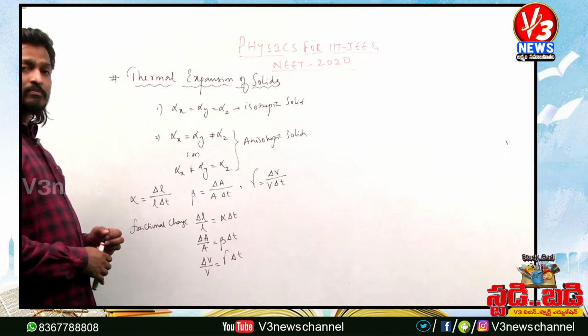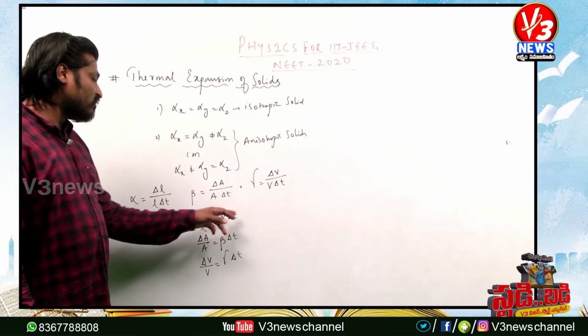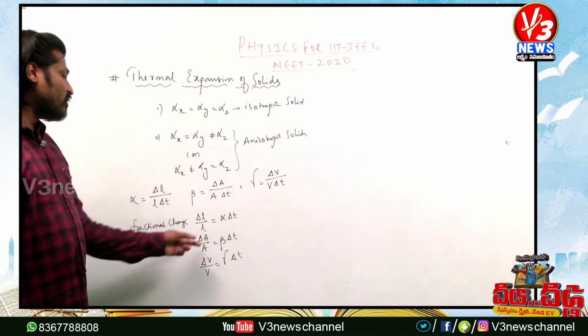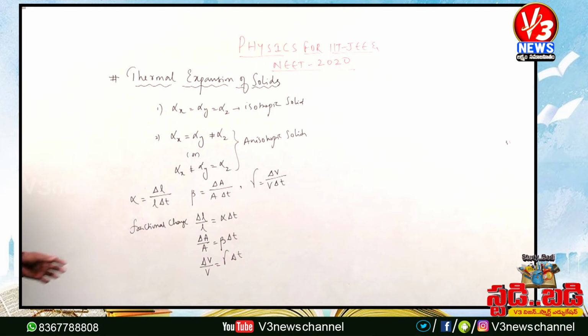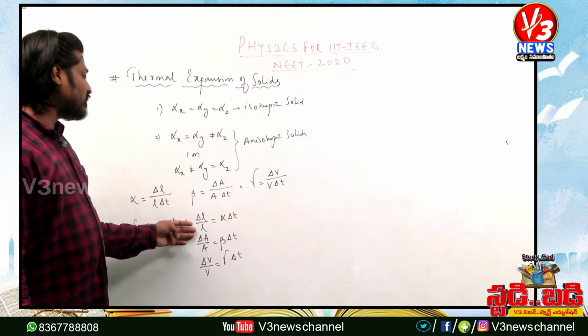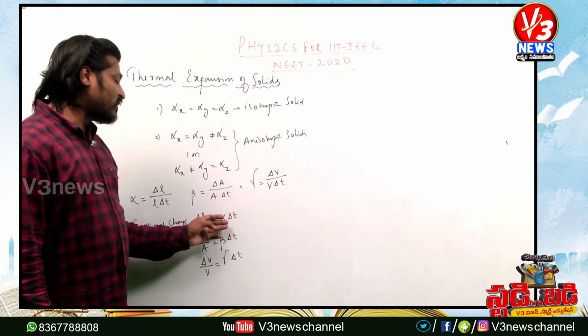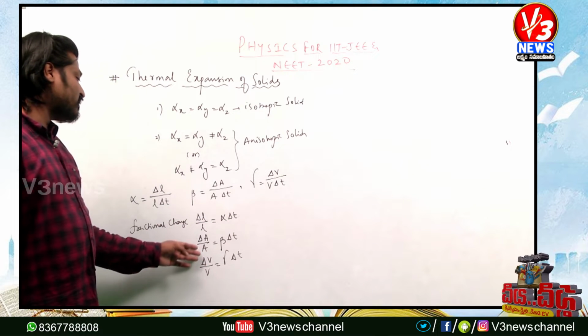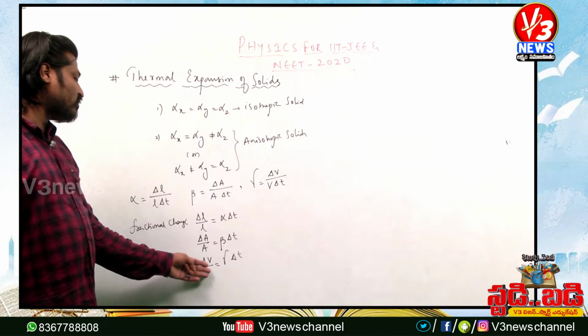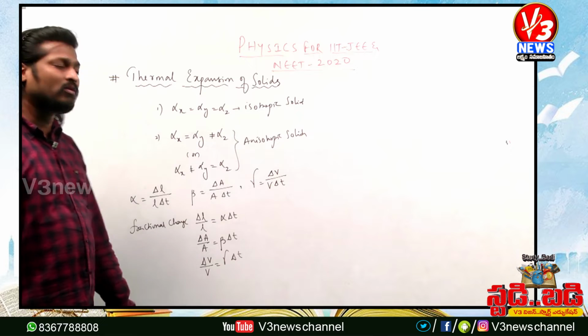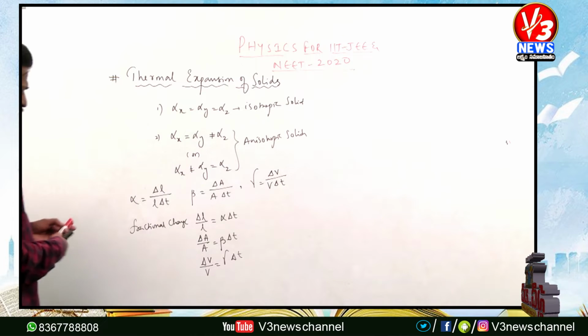In the same way, if asked for percentage changes, I can just multiply by 100 on both sides. So percentage change is calculated by delta L by L into 100 is equal to alpha into delta T into 100, delta A by A into 100 is equal to beta into delta T into 100, and delta V by V into 100 is equal to gamma into delta T into 100. These are some of the basic things which you already know.